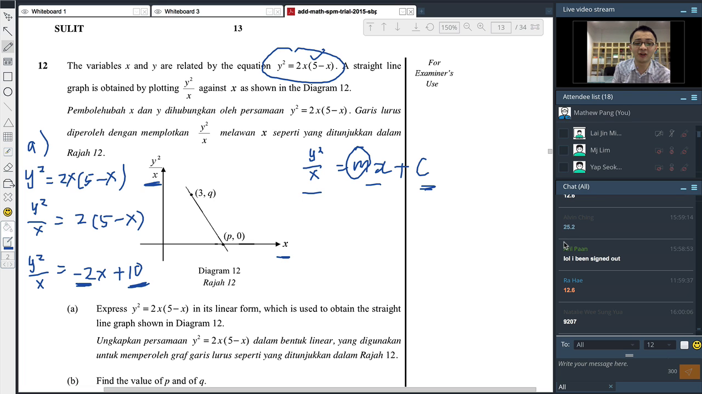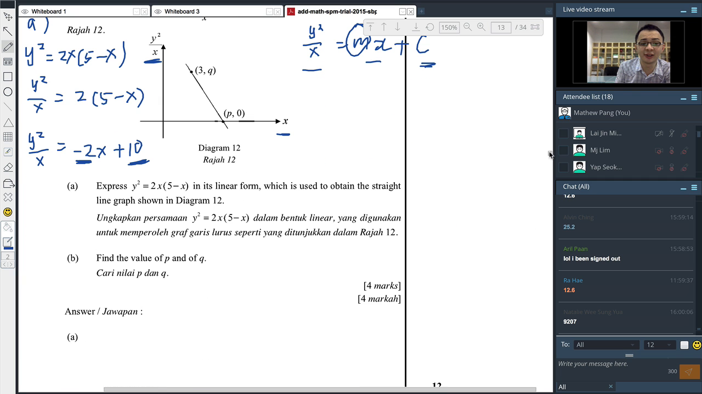B, find the value of P and Q. Okay, so if you want to find the P, let me see. Yeah, find the value of P and Q, right? If I substitute 0 into the Y, you can substitute this coordinate into here. So what you will do over here will be y is 0. This is negative 2p plus 10. So p basically equals to 5. Very easy.